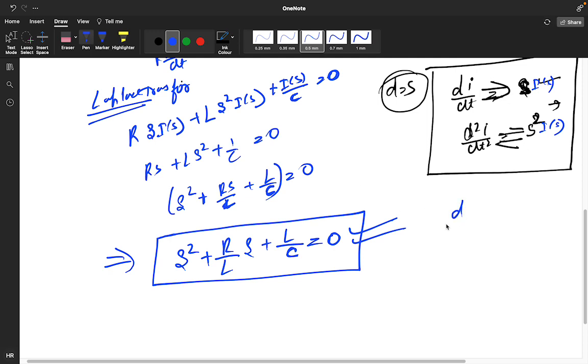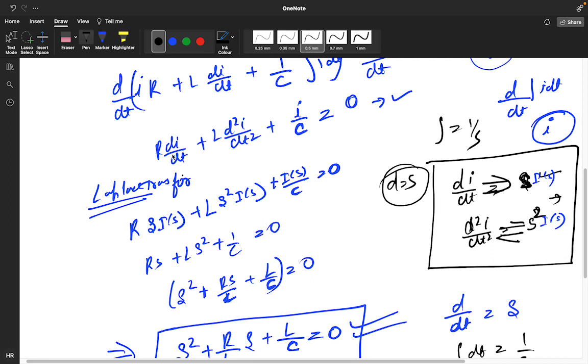The Laplace transform of d by dt, remember, is s, when the initial condition is 0. I will teach you that for initial conditions it will be different; some value will come. In signals and systems also we will study these things. The Laplace transform of an integration function, dt, is 1 by s. And for d square by dt square, it will be s square. So what I did: R di by dt can be written as Rs I of s.